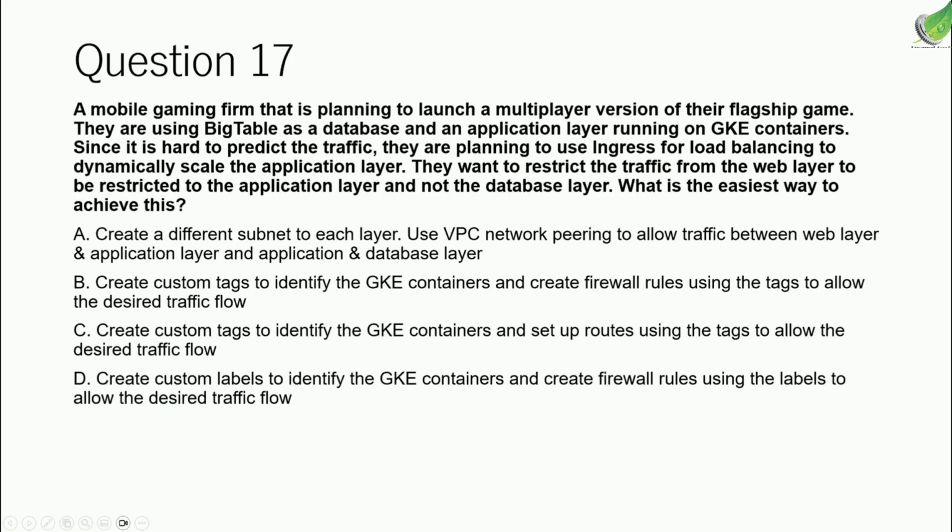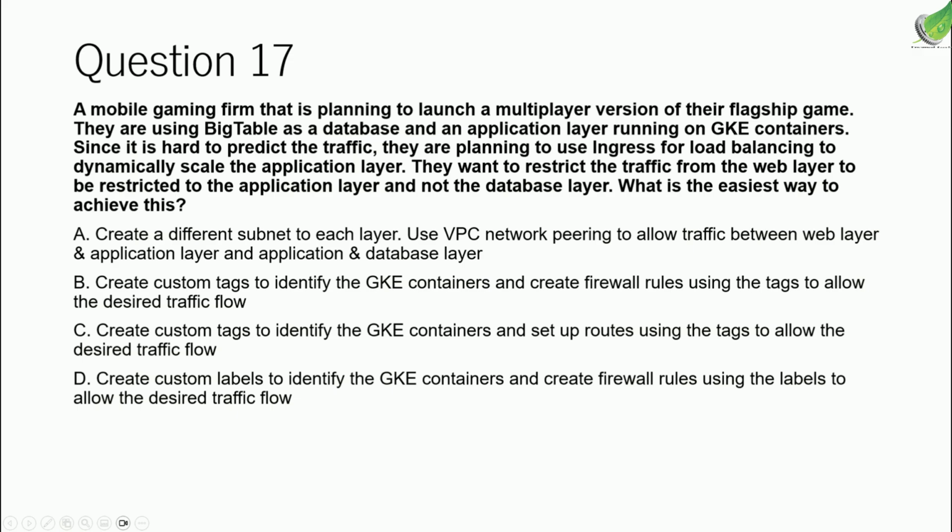Question 17. A mobile gaming firm is planning to launch a multiplayer version of their flagship game. They are using Bigtable as a database and an application layer running on GKE containers. Since it is hard to predict the traffic, they are planning to use Ingress for load balancing to dynamically scale the application layer. They want to restrict the traffic from the web layer to the application layer only, and not to the database layer. What is the easiest way to achieve this?